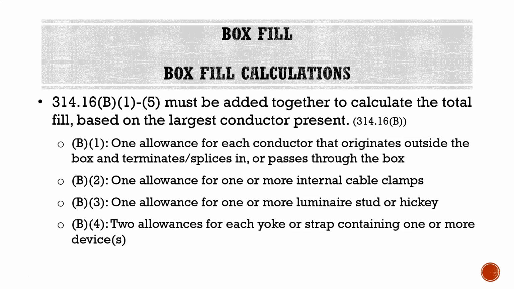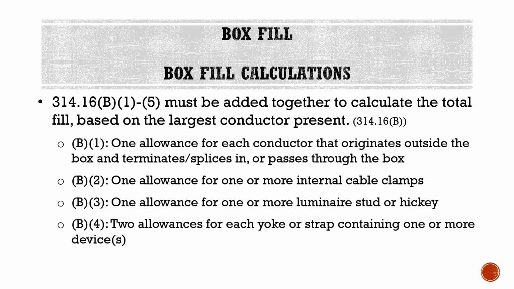B4, two allowances for each yoke or strap containing one or more devices. So for those of you that have worked with a standard duplex or a single pole switch, three-way switch, four-way switch, you know that the tabs that those devices mount to the box with are called a yoke or a strap. For each one of those we have, we're going to count that device one time. Now note what this means is that if we have a duplex receptacle, which is two receptacles, we're still only going to count that twice, even though it is two devices. It's only one yoke or one strap.